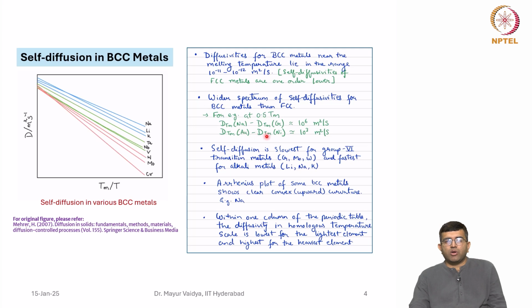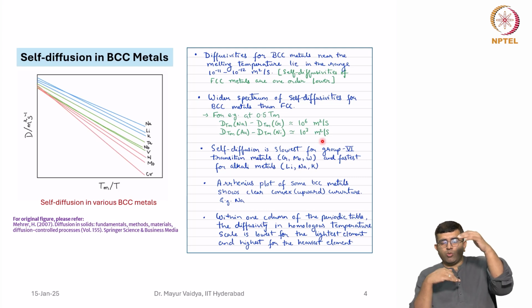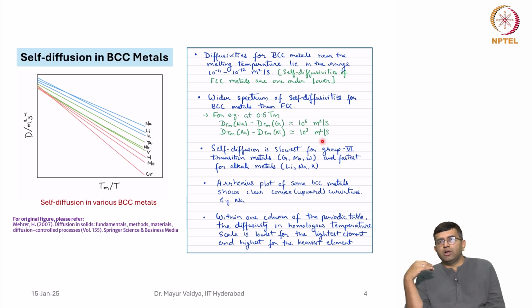For example, if you compare at 0.5 Tm, then the difference in diffusivities for sodium and chromium is about 10 power 6, whereas for the FCC metals, gold and nickel, it is 10 power 3. So, you have a much wider spread than in the case of FCC.